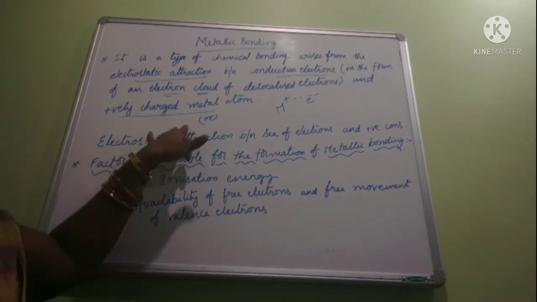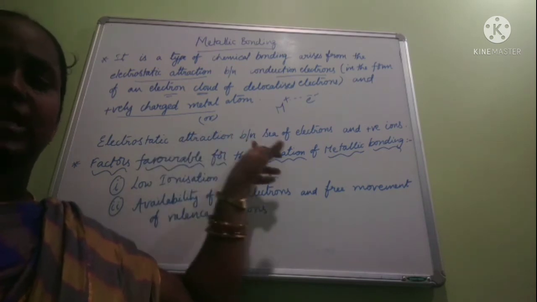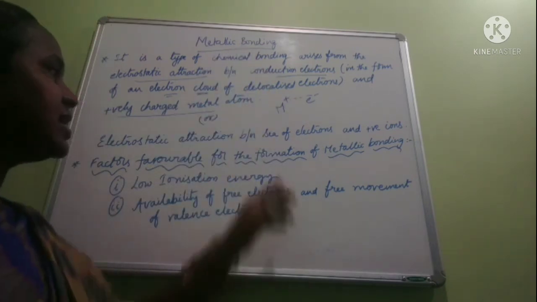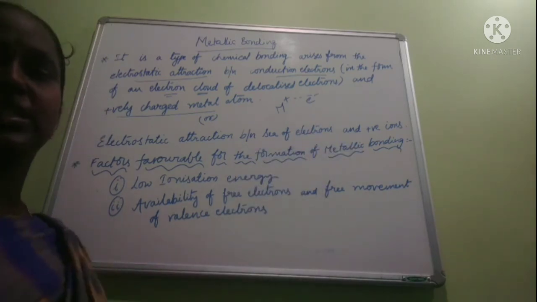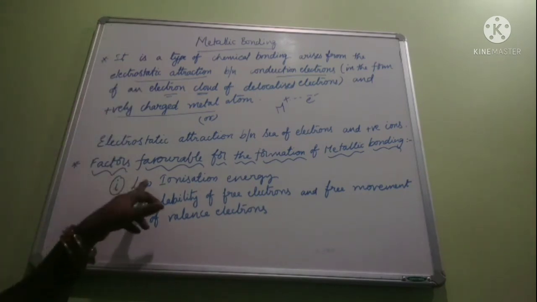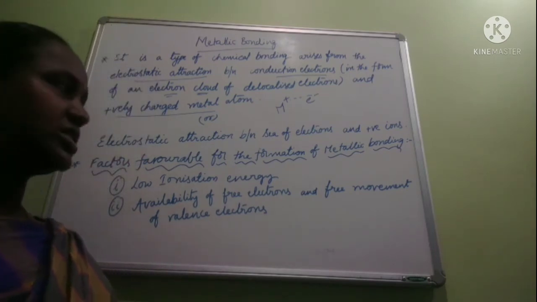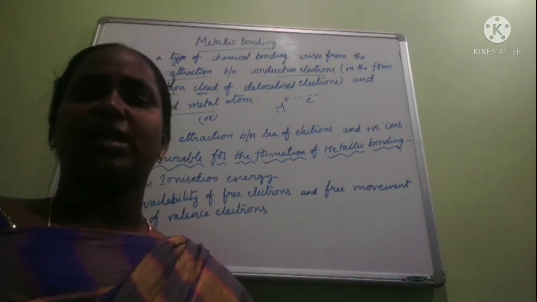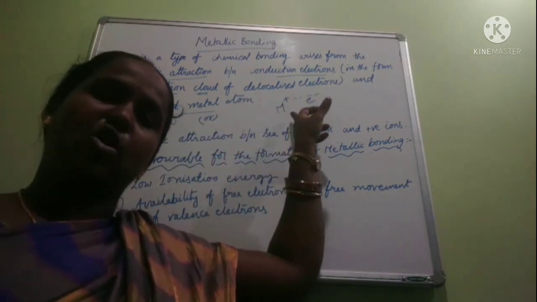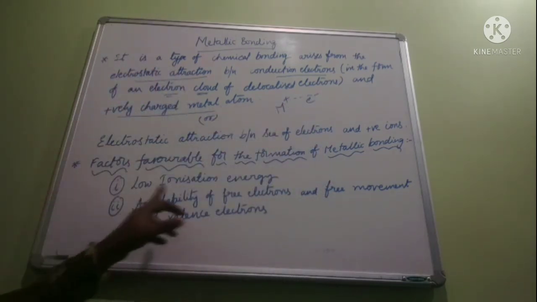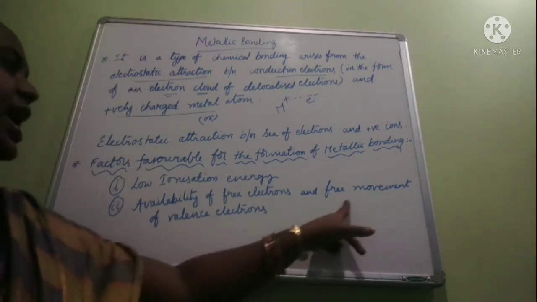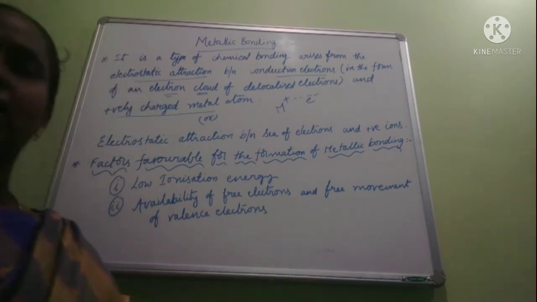And next, in a simple way, if we write metallic bonding, it is nothing but the electrostatic attraction between the sea of electrons, the electron cloud of delocalized electrons, we can call it a sea of electrons, and the positively charged metal atoms, that is, positive ions. And I already explained the main factors favorable for the formation of metallic bonding. It should have low ionization energy, that is, the energy required to remove an electron from the metal atom is less, then we can easily remove the electron from the metal and formation of cation is also very easy. The second factor is availability of free electrons, that means the electrons present in the form of an electron cloud and free movement of the valency electrons. Okay, I think it is clear.